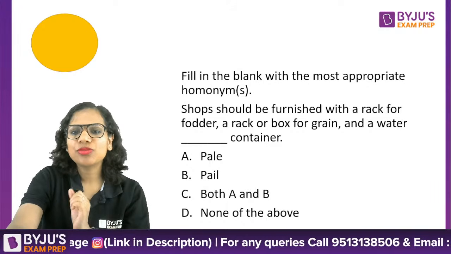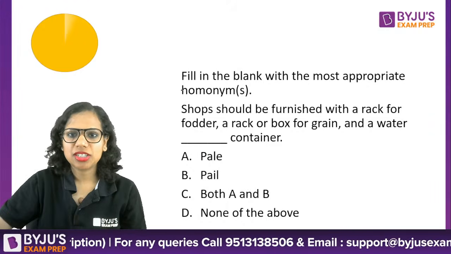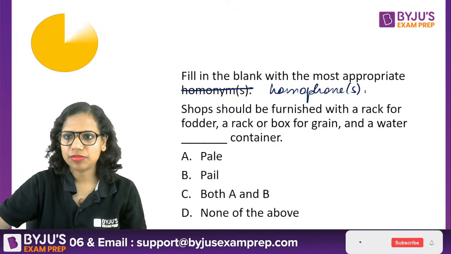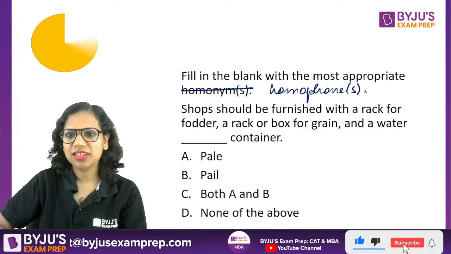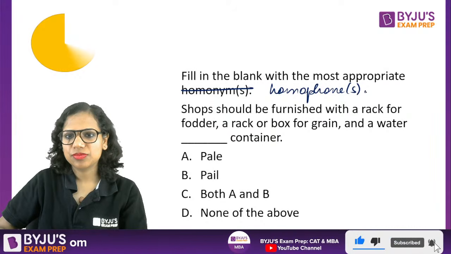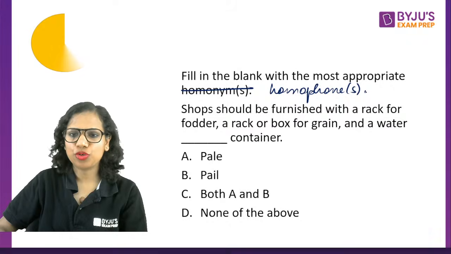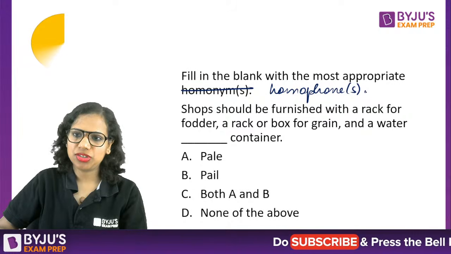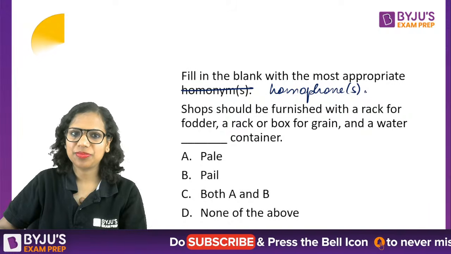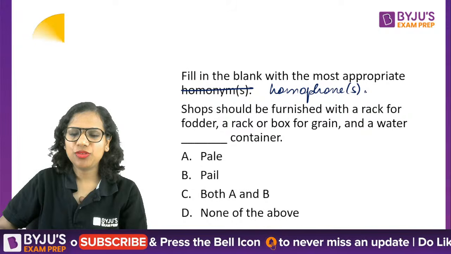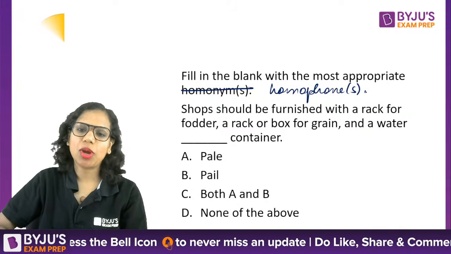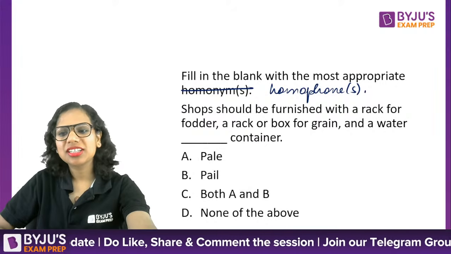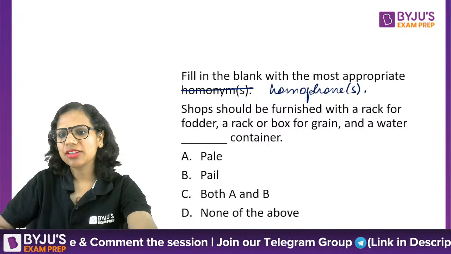Let's come to our next question. Again, you have two homophones here, right? Let's see what you say. Shops should be furnished with a rack for fodder, a rack or box for grain, and a water dash container. In fact, the word container was not even required here. So the answer should be A. Okay. All right.